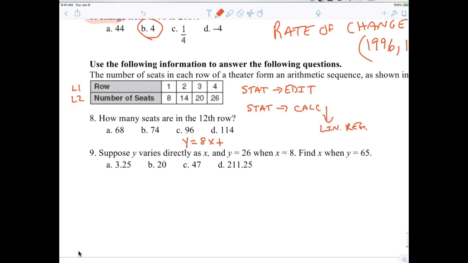So what's the equation is what I'm asking you. 6x plus 2. That should be the equation. Y equals 6x plus 2. Then you go back to stat again, calc, go over to calc and down to linear regression, and then hit enter all the way through.